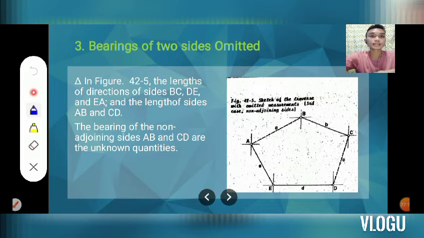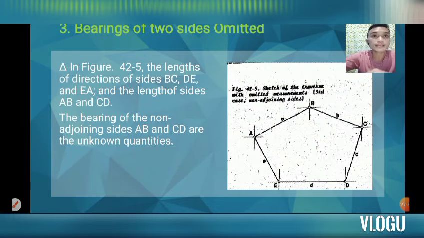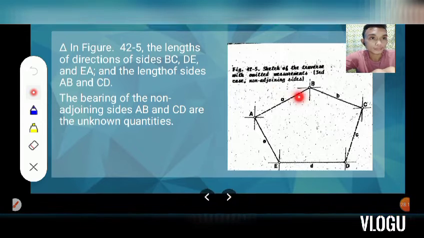Case number 3, bearings of two sides omitted. In figure 42-5, the lengths and directions of sides BC, DE, and EA, and the lengths of sides AB and CD are given. The bearings of non-adjoining sides AB and CD are the unknown quantities. This is case number 3, which is bearings of two sides omitted. Here are the bearings.